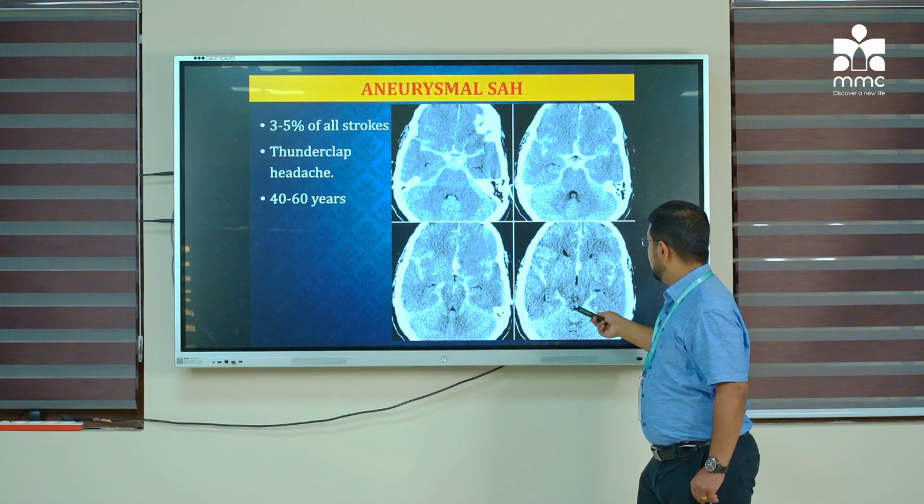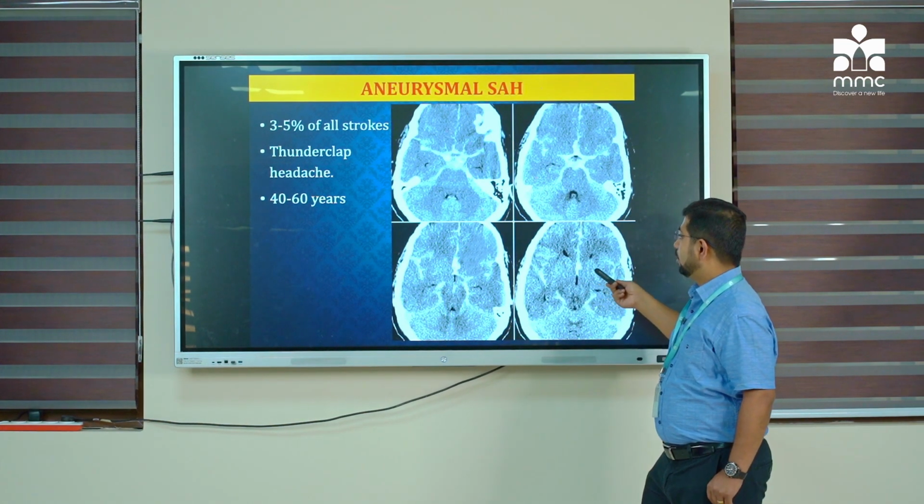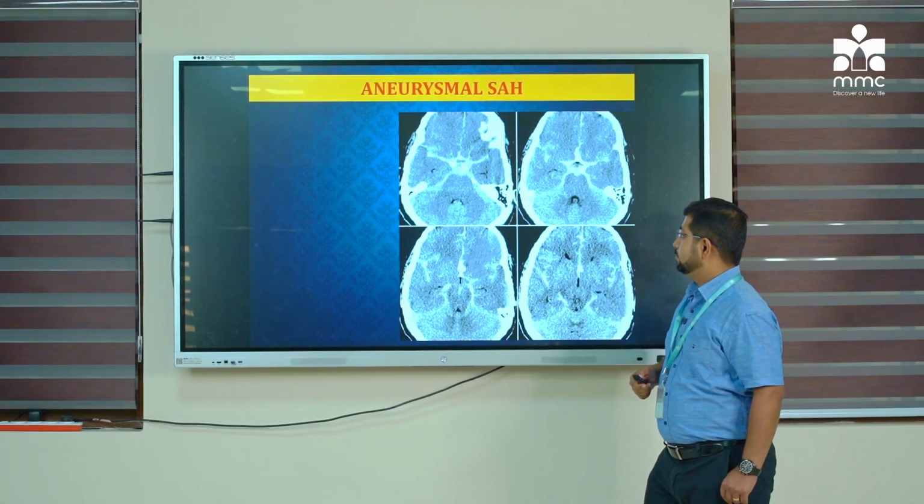sometimes the blood will go down and enter the ventricles through the foramen of Magendie. Then it will cause intraventricular hemorrhage also. So this is a life-threatening situation.